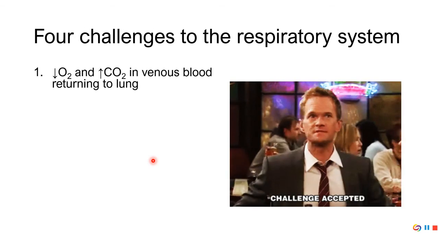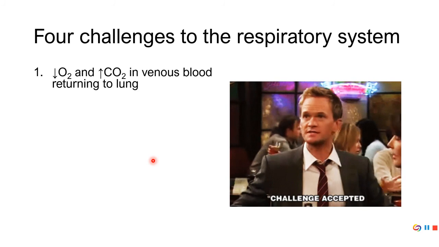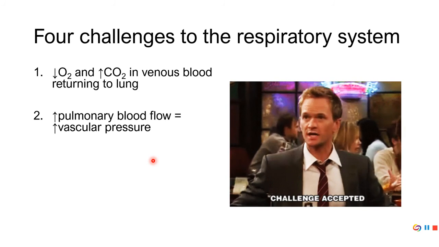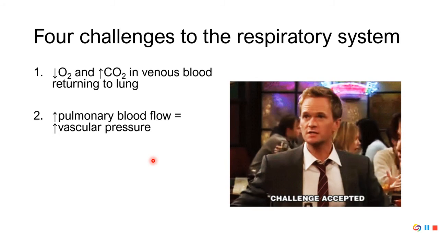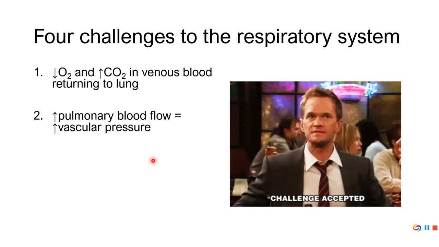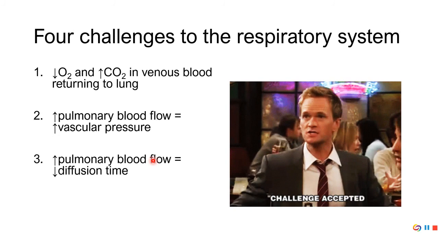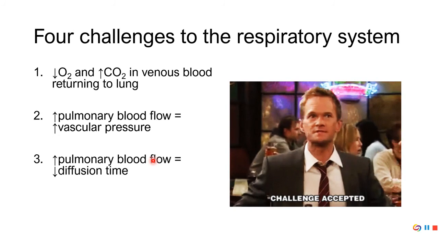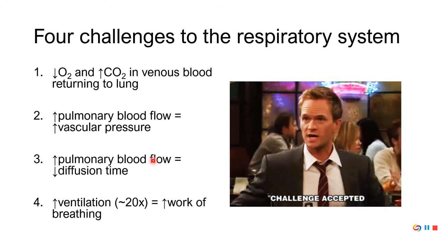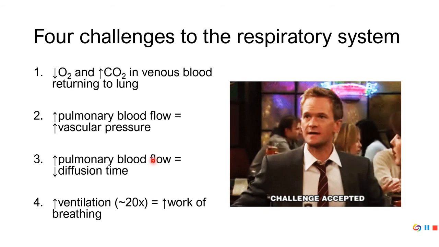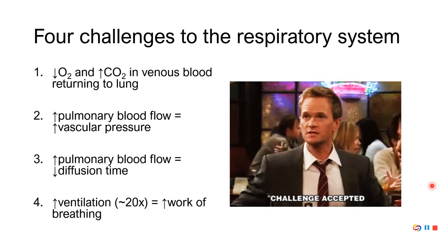So we've got low oxygen, high CO2 in the venous blood. We've got high blood flow, which results in high vascular pressure, or pressure inside the pulmonary capillaries, which is less than ideal. We've got increased blood flow that also leads to reduced diffusion time. And then we've got increased ventilation, which means it costs more to breathe, okay, because we're working harder.